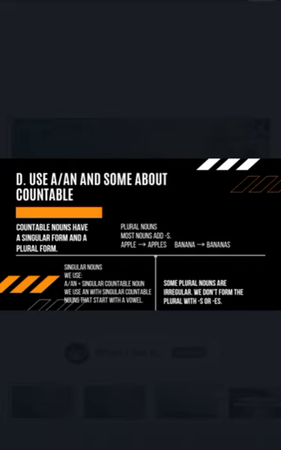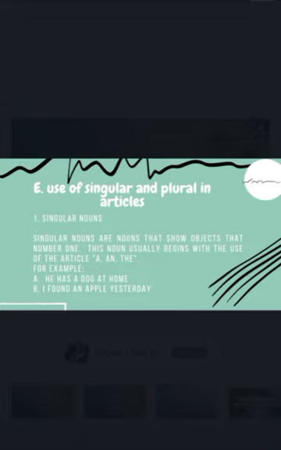Use a or an and some about countable. Countable nouns have a singular form and a plural form. First, singular nouns. We use a or an plus singular countable noun. We use an with singular countable nouns that start with a vowel. Singular a or an noun in positive sentence: I have got a banana or I have got an apple. In negative sentence, I haven't got a tomato or I haven't got an orange. In interrogative sentence, have you got a potato or have you got an orange?